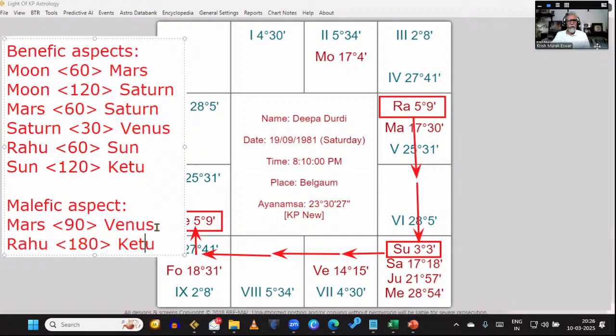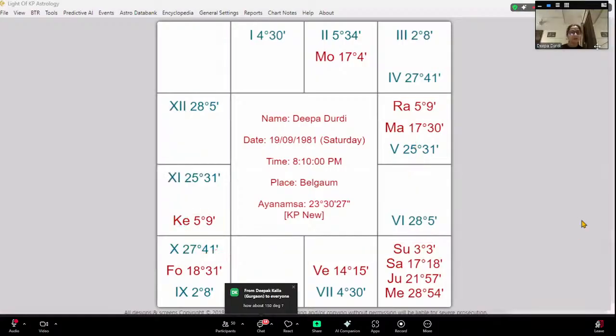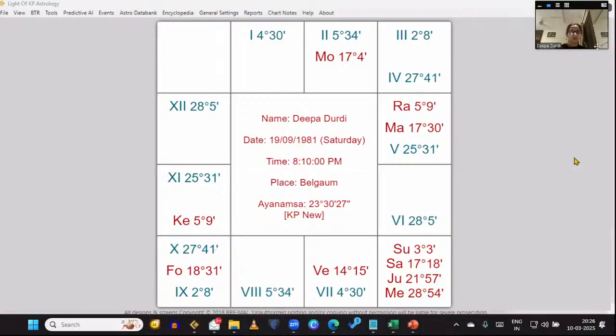Rahu Ketu are always malefic, but that is there for everybody's horoscope. But Mars and Venus, since they are aspecting each other malefically, there will be some struggle with respect to these two: Mars Dasa, Venus Bhukti, Venus Dasa, Mars Bhukti. Struggle will definitely be experienced for you. What period of time, sir? We will see.